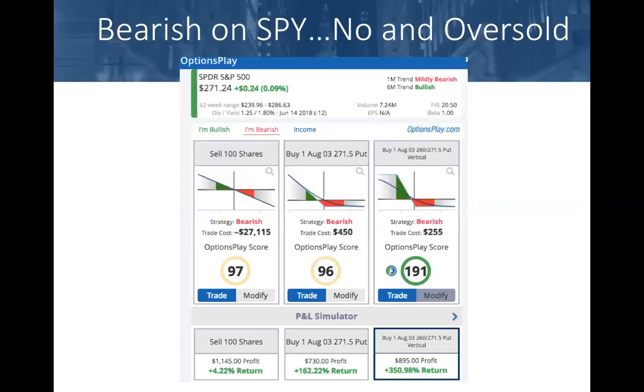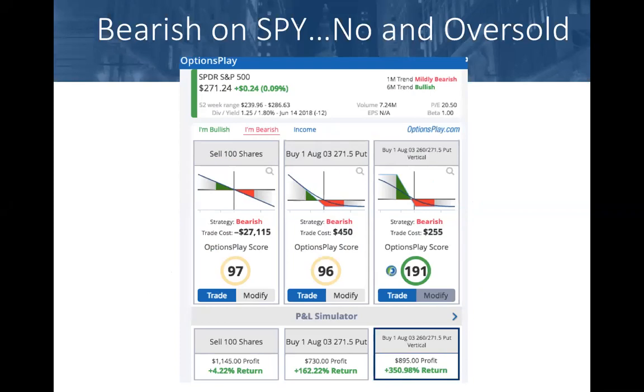Now, if in spite of all this, you think that the market is going lower and you're bearish on the large caps and the SPY because of potential tariff dislocations, you could put on a bearish vertical put spread. Options Play rates that at 191, so on a probability basis, it likes it. But as we saw, the SPY is now oversold. Do I want to put on a bearish position in an index with positive Chaikin money flow when it's oversold? The answer is no. I want to wait for a rally.